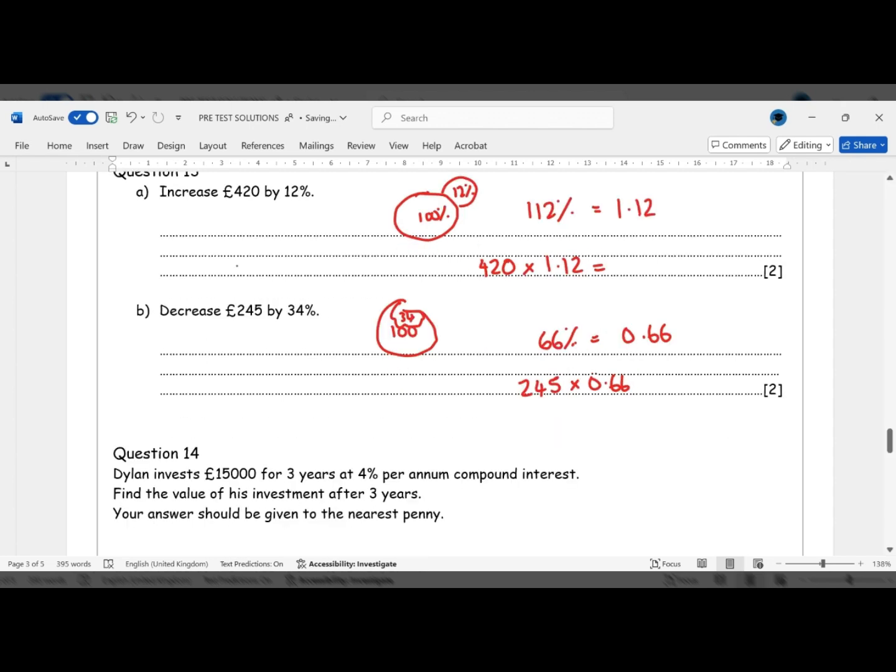Another way to do these, mind, is to find 12%, like we did above, divide by 100 times by 12, and then add it on. And here, find 34%, divide by 100 times by 34, but then take the answer away. Take it off the 245. That is the same thing. And finally, a repeated one, the hardest question, like a B grade question, okay?